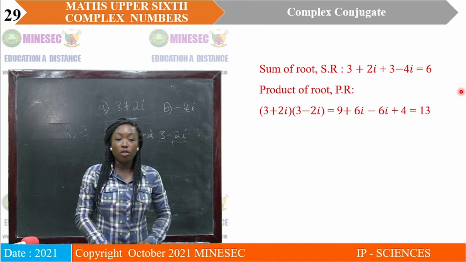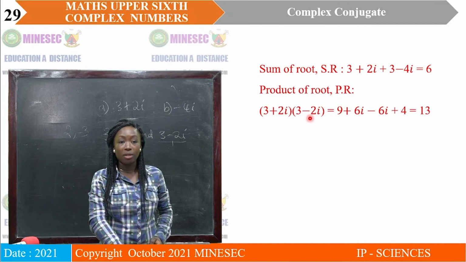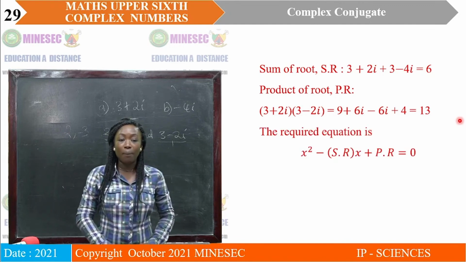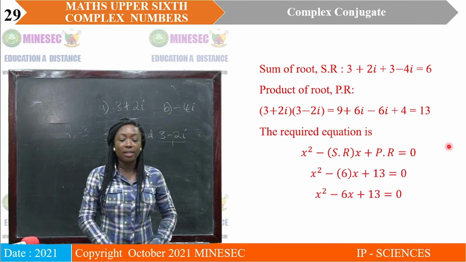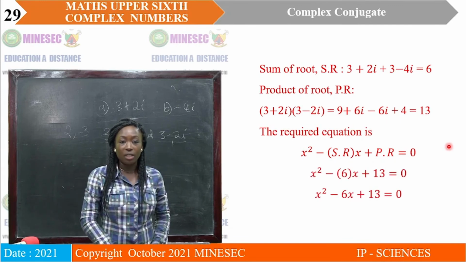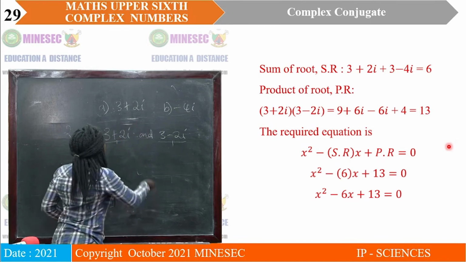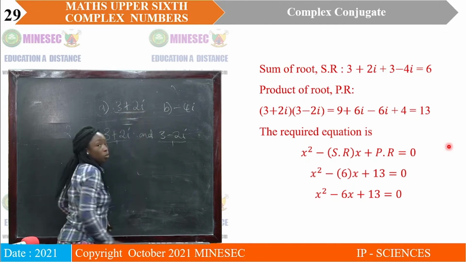Then, product of roots, we are going to multiply 3 plus 2i times 3 minus 2i to give us 13. Now, with this sum of roots and product of roots, we apply the formula: x squared minus 6x plus 13 equal to 0. So that is the equation that has one of its roots to be 3 plus 2i.